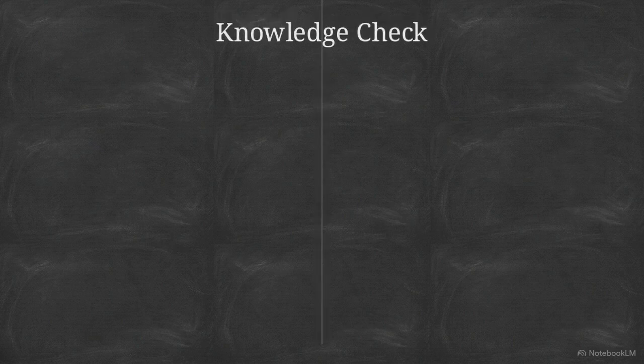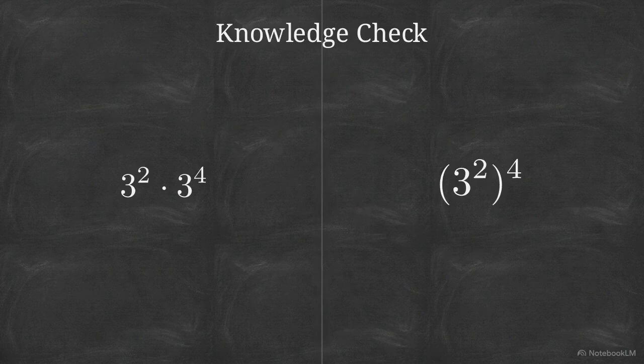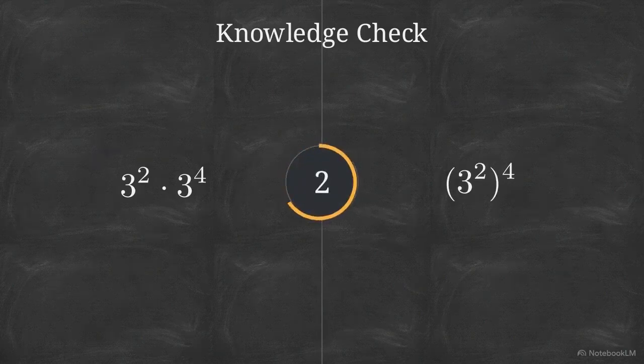Let's test your ability to differentiate these rules. Look at these two problems on screen. The first is 3 squared times 3 to the 4th. The second is 3 squared all to the 4th power. Take 3 seconds to figure out which rule applies to which.